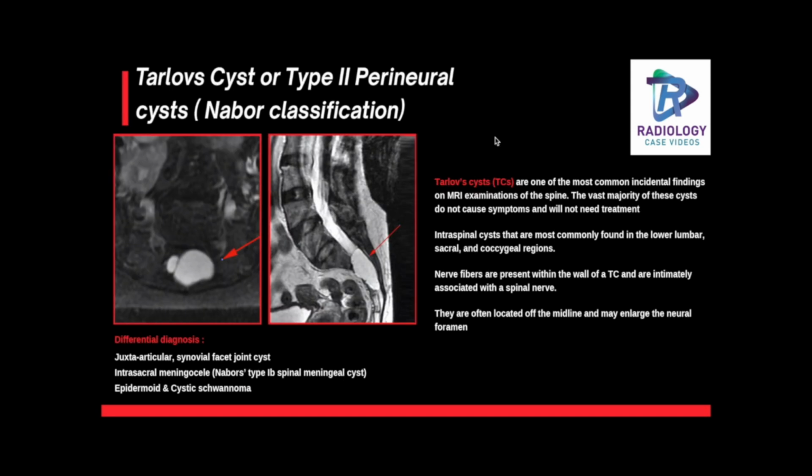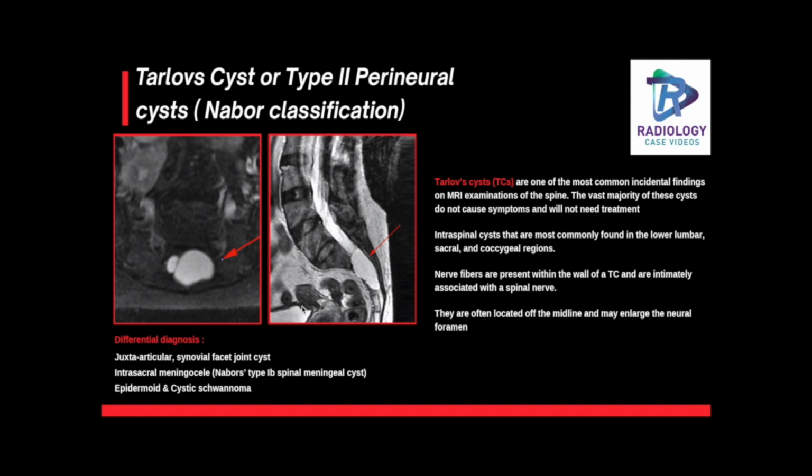These are CSF-filled dilatations of the nerve root sheath at dorsal root ganglion. It is mostly asymptomatic and diagnosed incidentally. These are commonly seen in lower lumbar, sacral and coccygeal region. In some people, it can cause neurological dysfunction and pain and is called symptomatic Tarlov cyst.